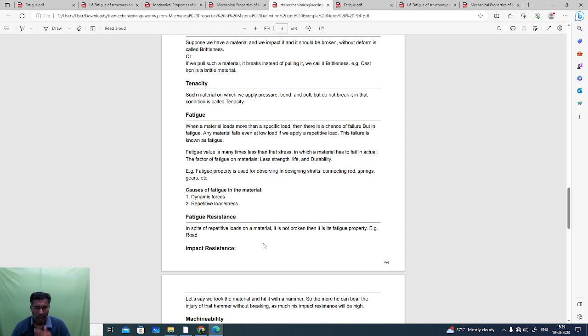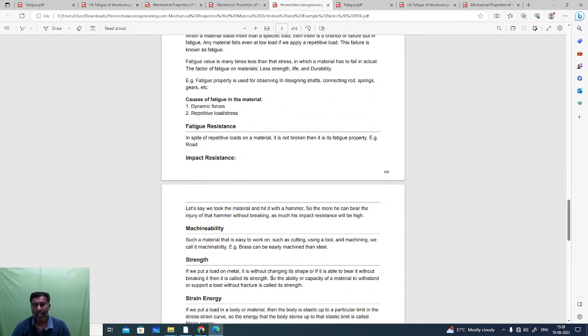What is impact resistance? If the material is hit with a hammer, the more it can bear that hit without breaking, the higher the impact resistance will be. That is the impact resistance.